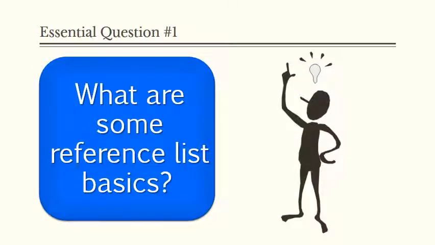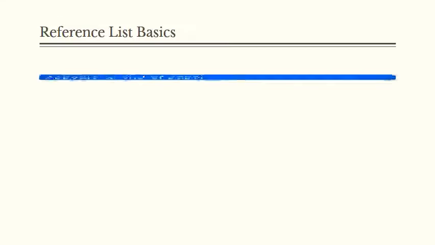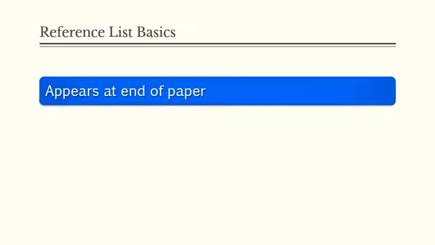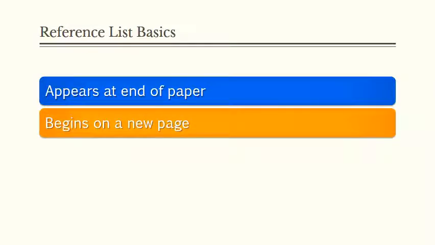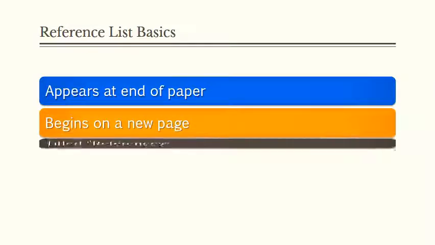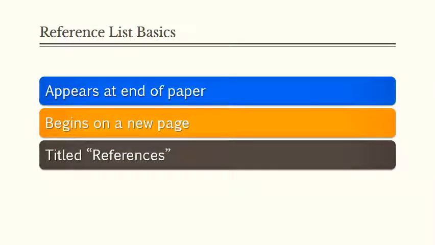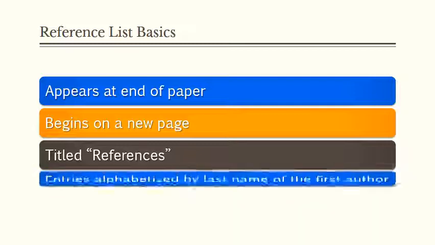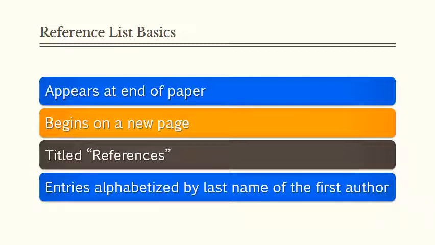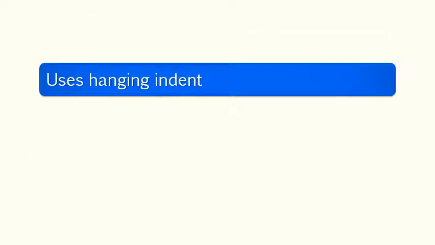Essential question number 1 is, what are some reference list basics? The reference list appears at the end of your paper. It should begin on a new page. The title of the page is References. Entries should be alphabetized by the last name of the first author. The entries use a hanging indent.